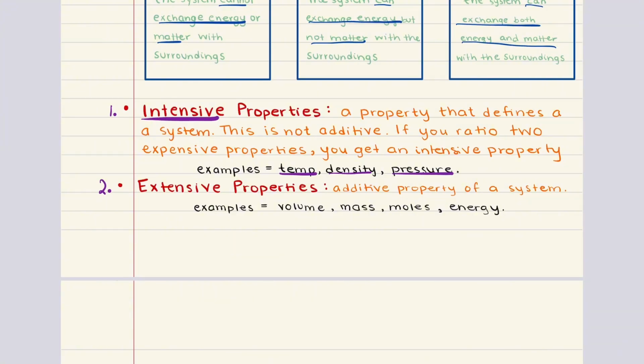In contrast to this, extensive properties do depend on the amount of substance. So this is going to include things like volume, mass, number of moles, and energy. If you change the amount of substance, these values are going to change too. And this distinction between intensive and extensive properties matters because when we start deriving relationships in thermodynamics, intensive and extensive properties behave differently in equations. So that's important to keep in mind.